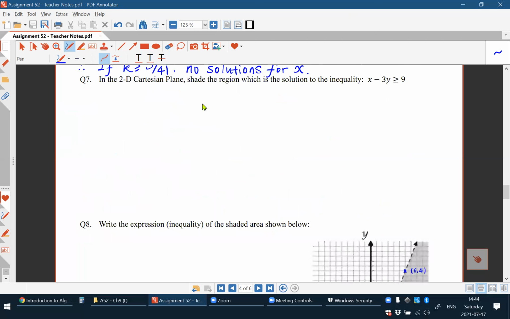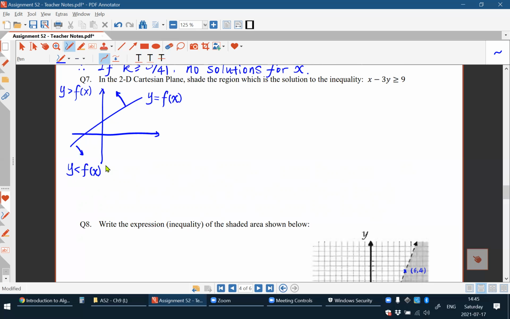In the 2D Cartesian plane, shade the region which is a solution to the inequality x minus 3y greater than or equal to 9. So before we do this, let's briefly go over how we find the region that corresponds to an inequality. Suppose we have a 2D Cartesian plane, and the equation of a line is y equals f(x). Any region above this line can be expressed as y greater than f(x), and the region below this line can be expressed as y less than f(x). Understand?